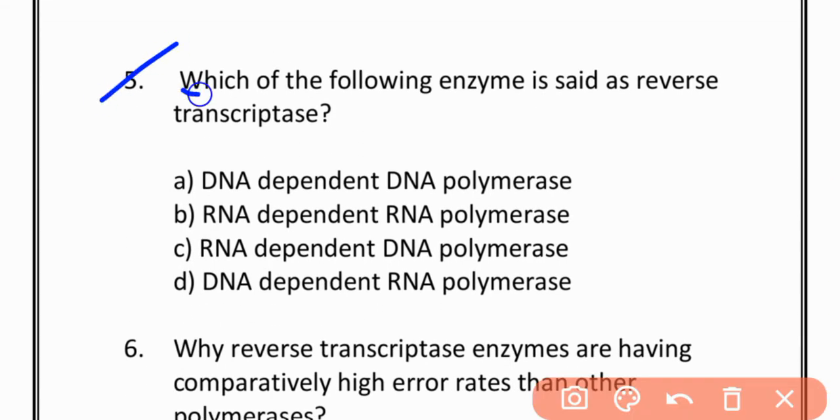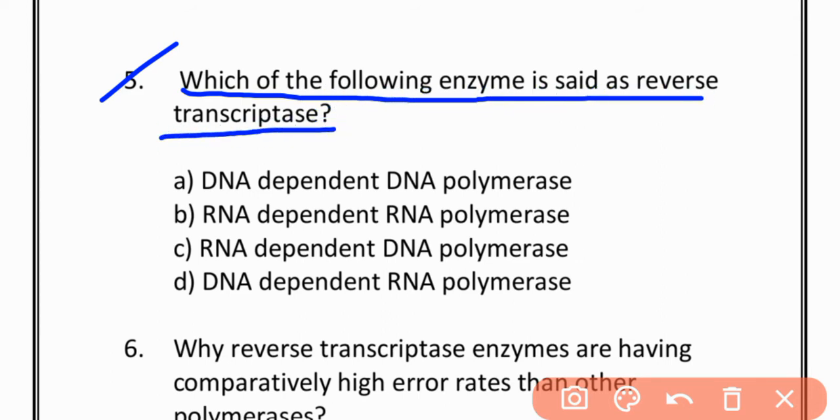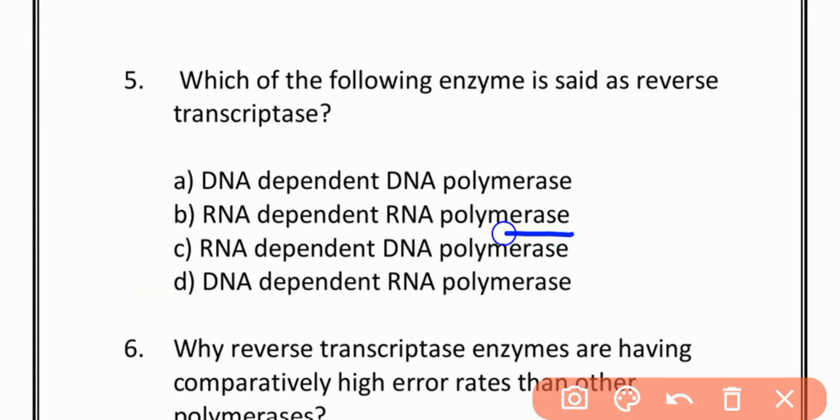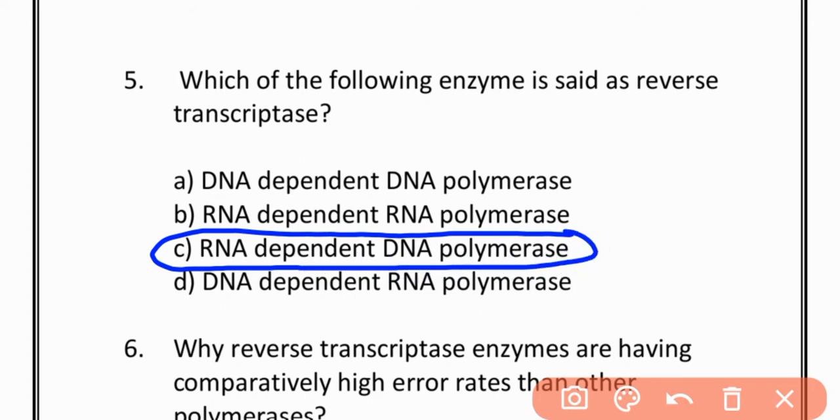MCQ number 5. Which of the following enzymes is said to be reverse transcriptase? Option 1 is DNA dependent DNA polymerase. B is RNA dependent RNA polymerase. C is RNA dependent DNA polymerase. D is DNA dependent RNA polymerase. The correct option is option C, RNA dependent DNA polymerase.